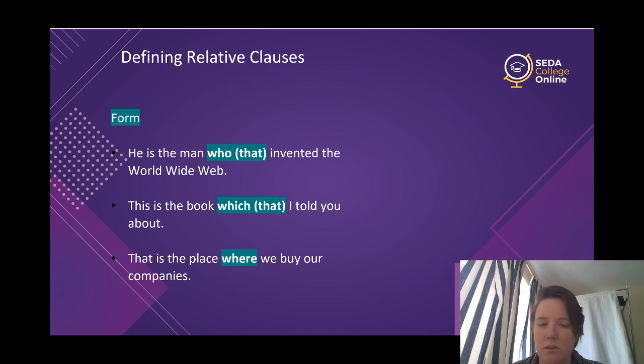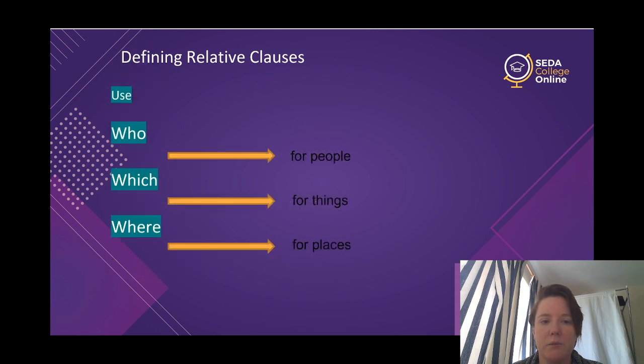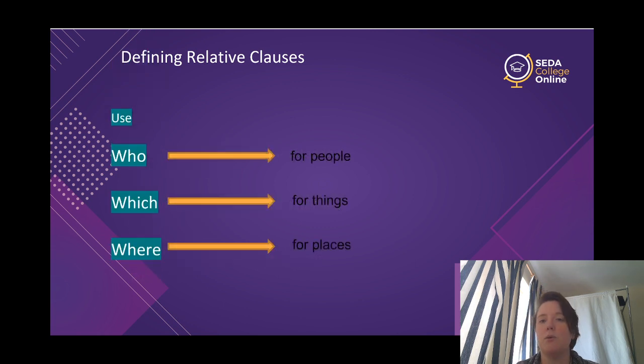So let's find out when we use these, and what for. We use who for people, which for things, and where for places. So who for people, which for things, and where for places. Okay, let's move on.